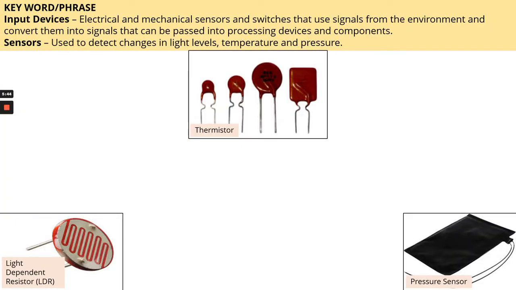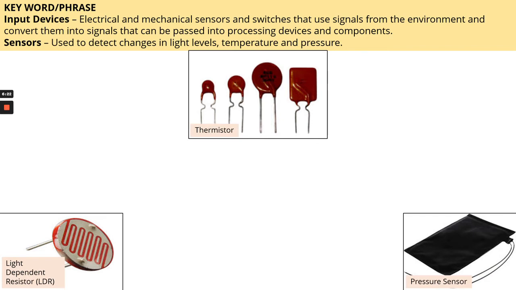Fantastic. So we have got 3 different types of input devices here. These ones are all sensors. So an input device is an electrical or mechanical sensor or switch that uses signals from the environment and converts them into signals to be passed to processing devices. So we're going to look at sensors to begin with. Light-dependent resistors, thermistors, and pressure sensors, these are all sensors. They are used to detect changes in light, temperature, and pressure.